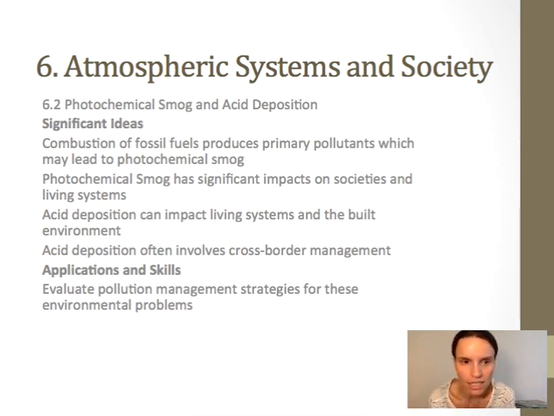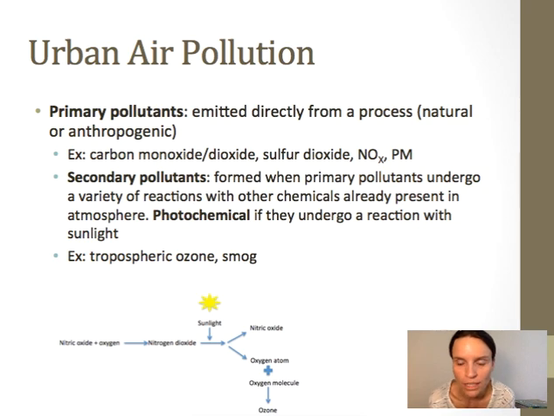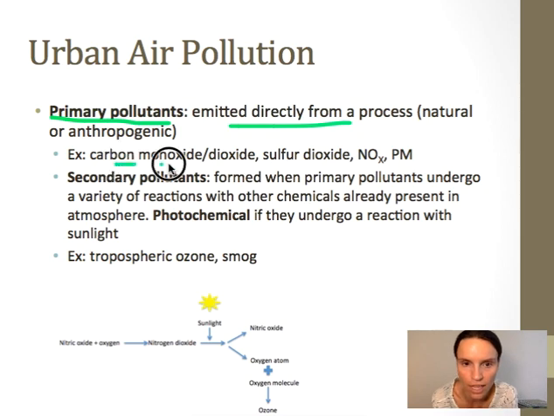So let's get started. The first thing that we are going to talk about is pollutants in the atmosphere in a general way. So when you need to define atmospheric pollution, you can talk about primary pollutants, which are emitted directly from a process, so stuff like carbon dioxide, sulfur dioxide, NOx, which is basically a substitution for any kind of nitrous oxide or nitric oxide. This X means that any number could go there. And PM, which is particulate matter. So those are all things that are active as pollutants right on emission.